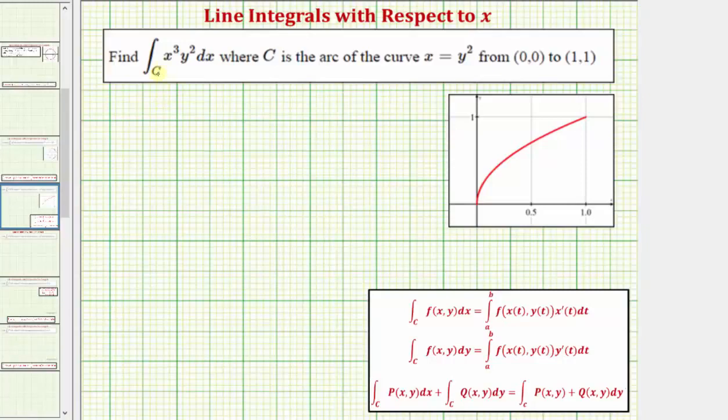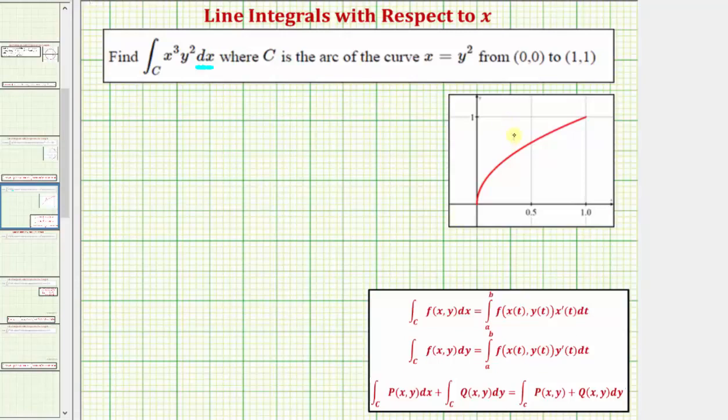We want to evaluate the line integral of x cubed y squared along the curve C with respect to x. Notice how for this line integral, we are not integrating with respect to s or arc length, we're integrating only with respect to x, where the curve C is the arc of the curve x equals y squared from the point (0, 0) to the point (1, 1). So let's first take a look at the curve C in the xy plane.